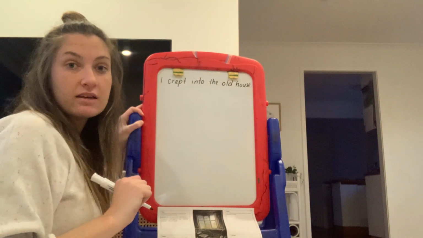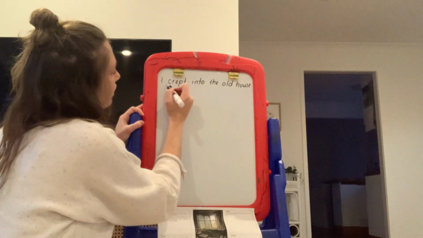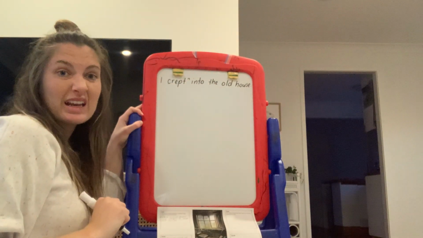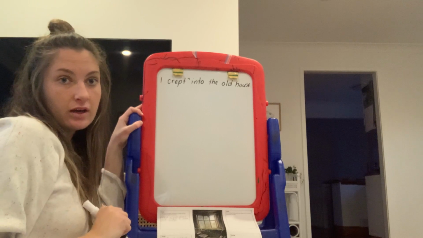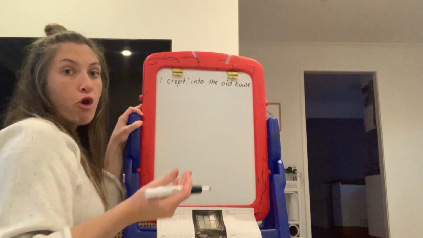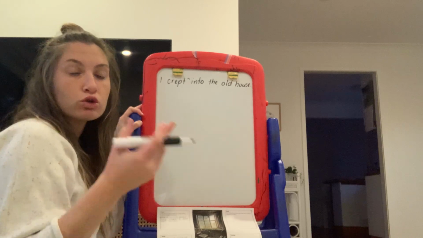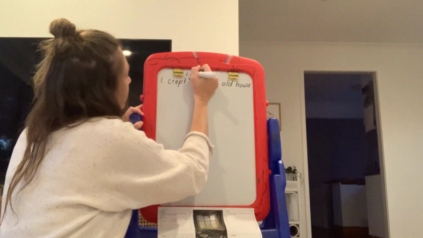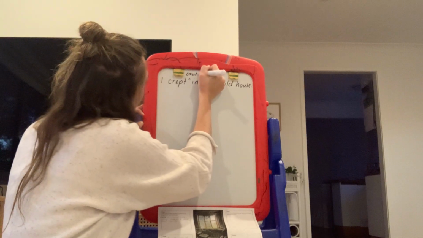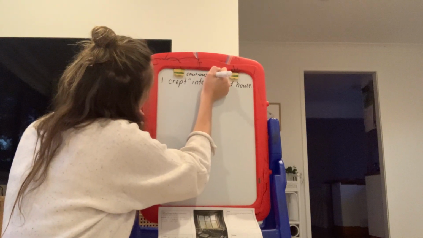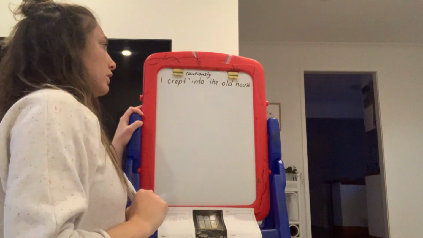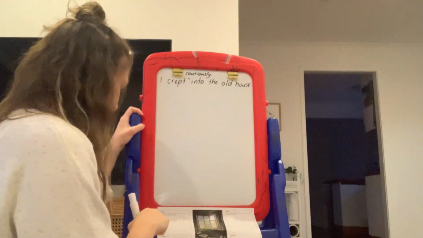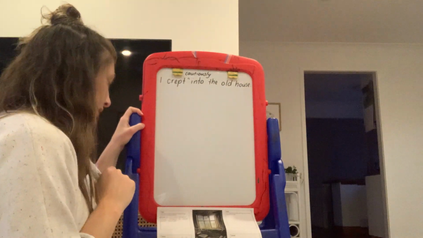You might like to add in an adverb here. I've written, I crept into the old house. What word could I add there to make it even more descriptive? I crept nervously. I crept slowly. I crept cautiously. I'm going to add that in. Okay, and now I'm going to start on my descriptions. So I'm going to choose one from C.